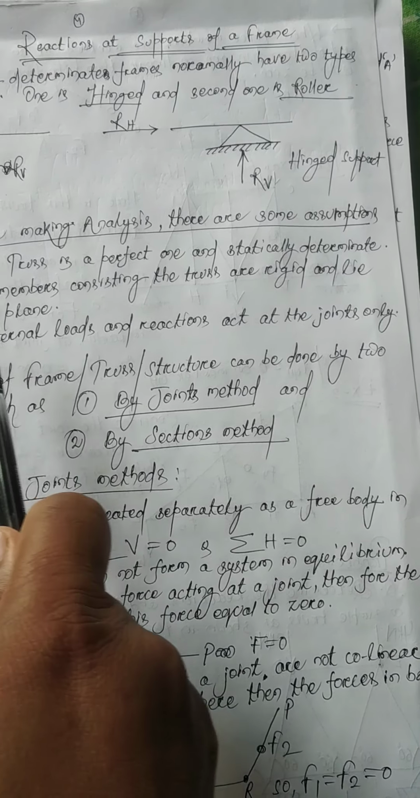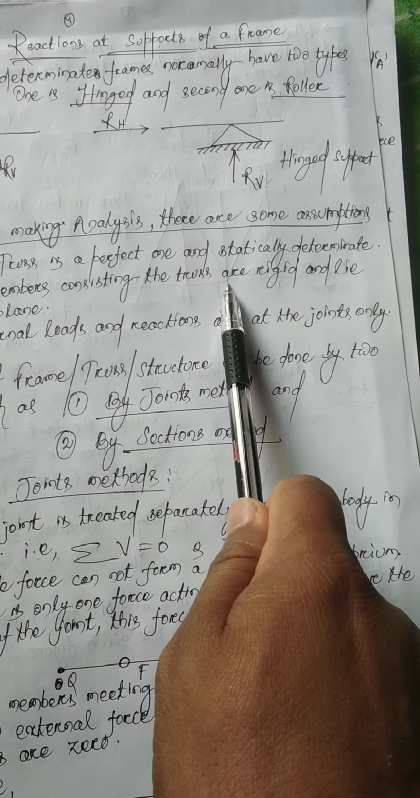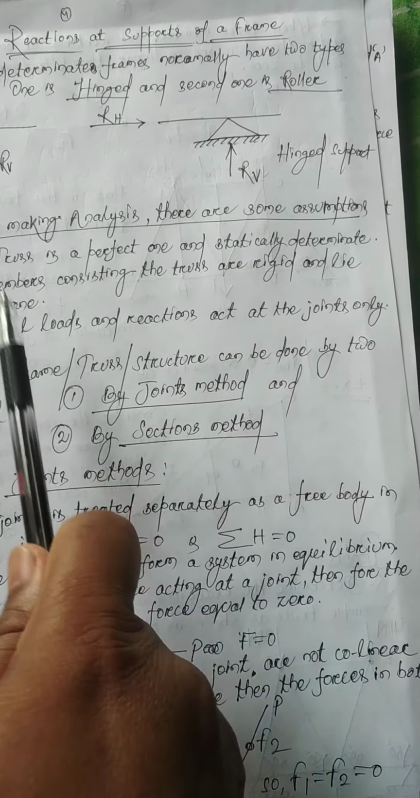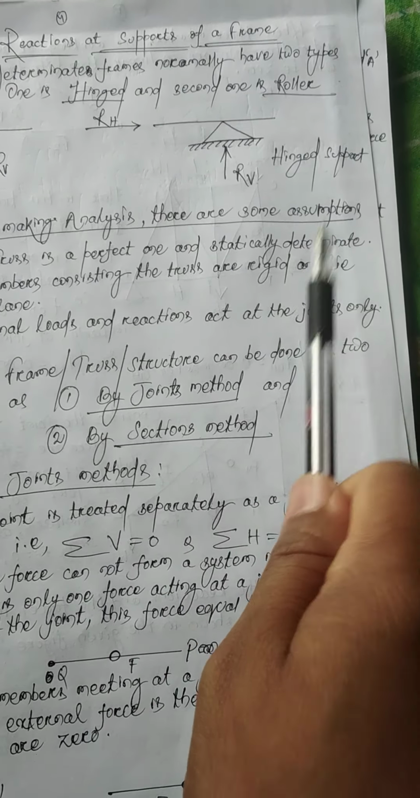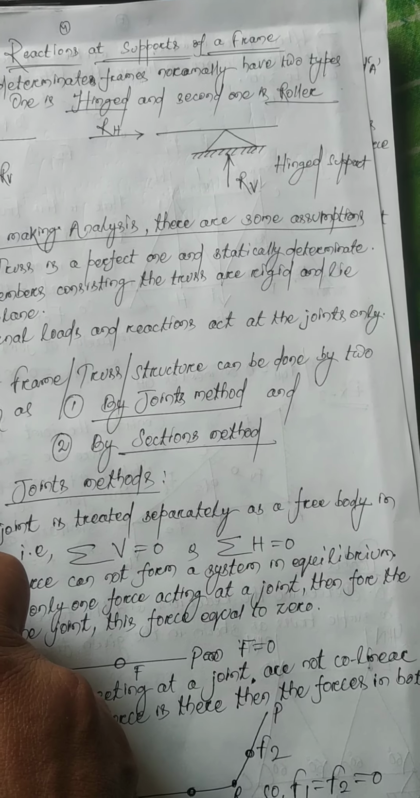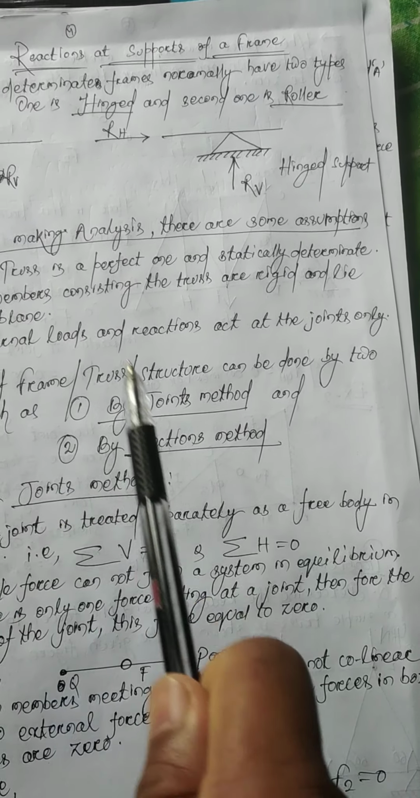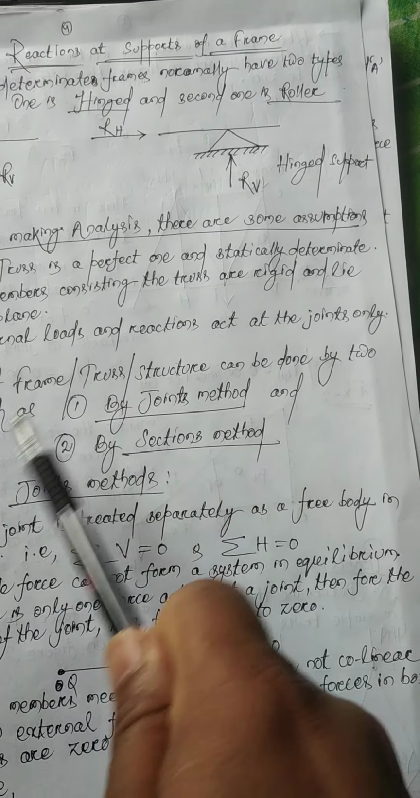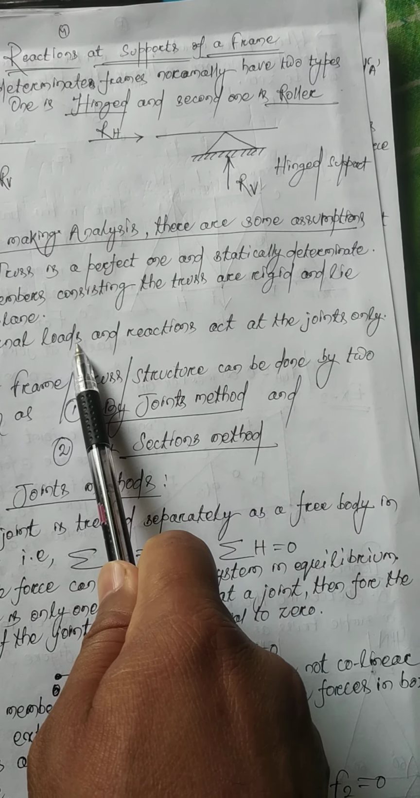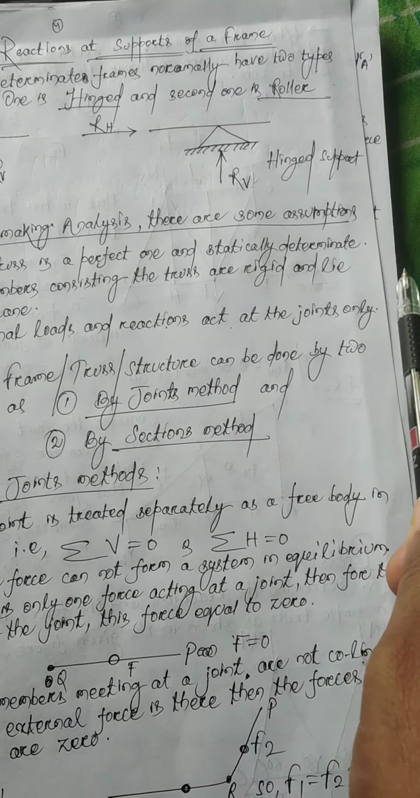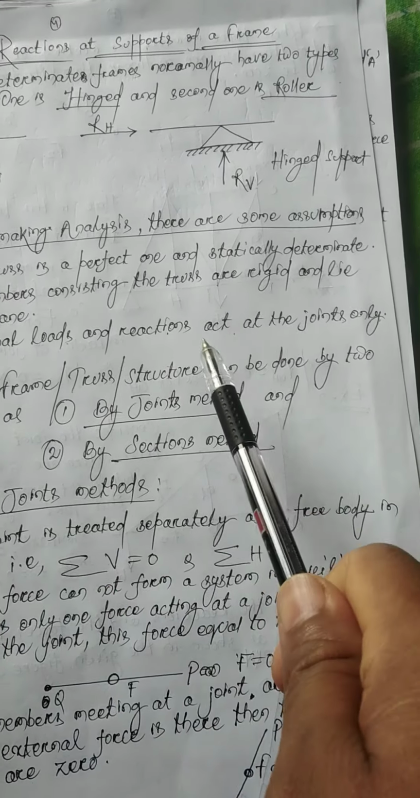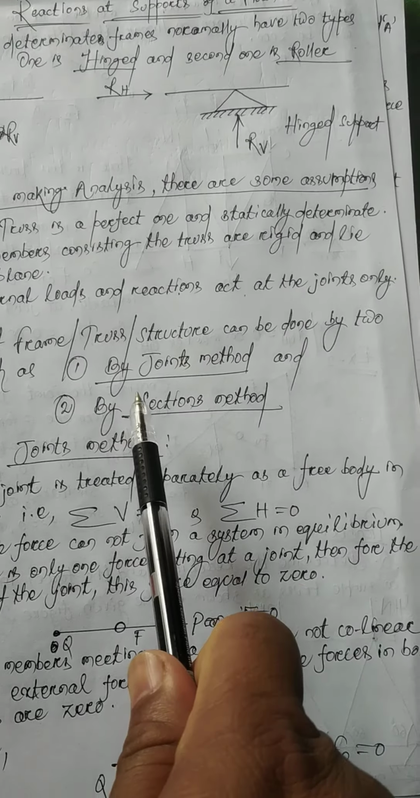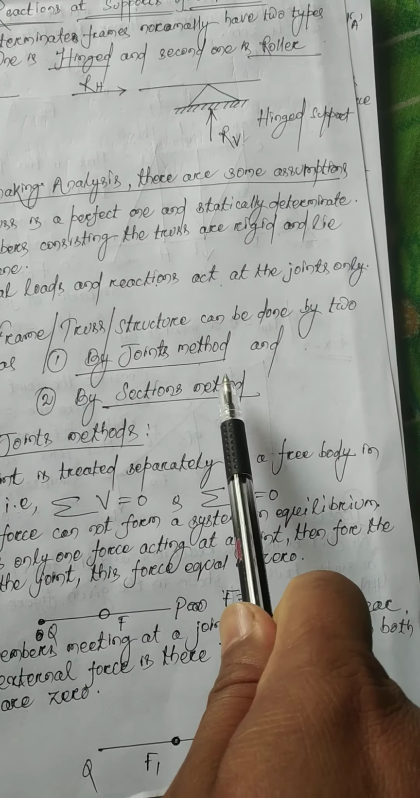Then second assumption: all the members consisting the truss are rigid and lie in the same plane. The next assumption: the external loads and reactions act only at the joints. We will assume that there are external loads and reactions only at the joints. Then the analysis of the plane truss can be done by two methods: one is the joint method, another is the section method.